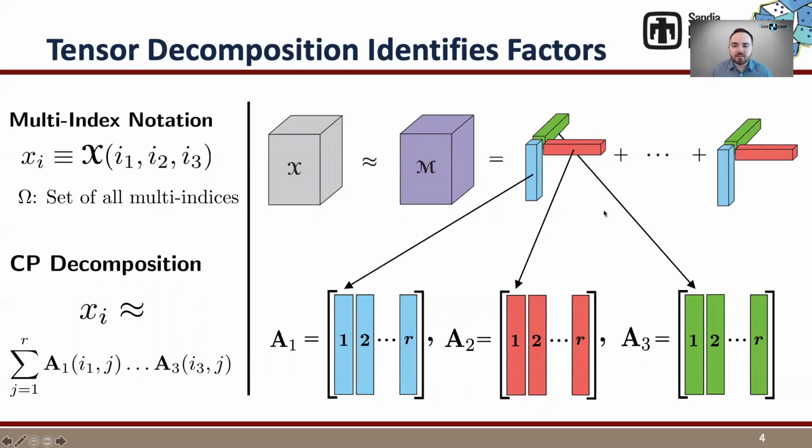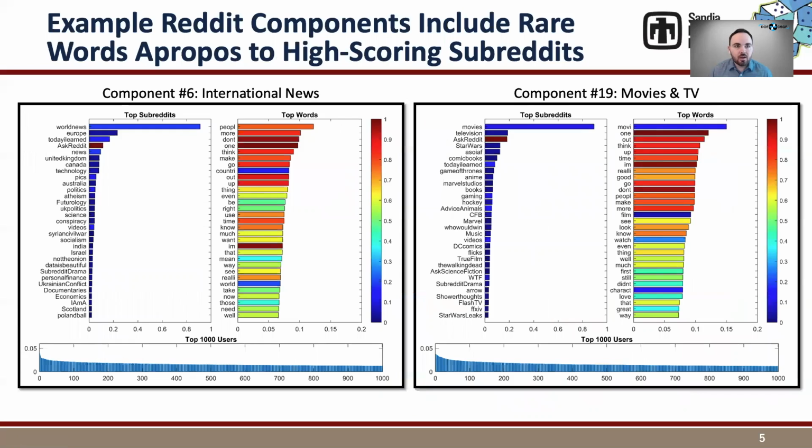And to give you a better sense of what these factors look like, I'm actually going to start by showing you some of the factors obtained by our randomized algorithm on the Reddit tensor. So each of these is a component in a rank 25 decomposition. What we did is we took the subreddit, word, and user parts of the factors in that component and then sorted them in descending order. And here you'll see the top subreddits, words, and users.